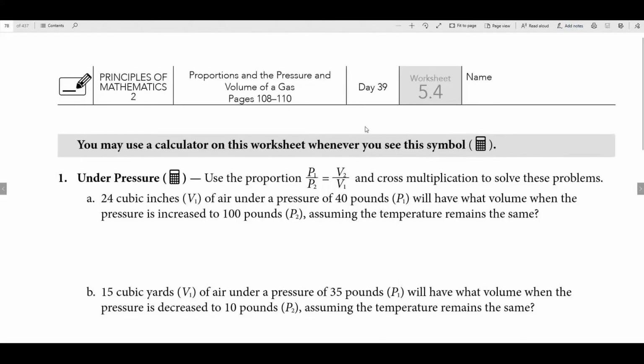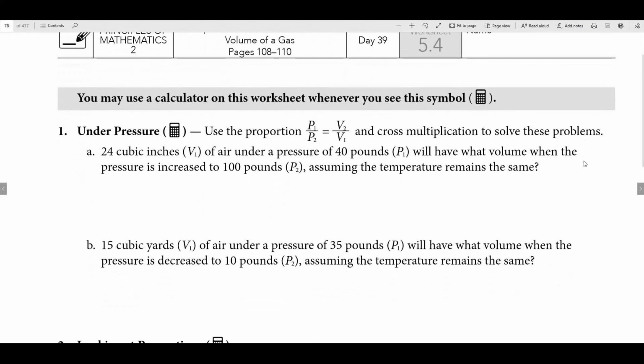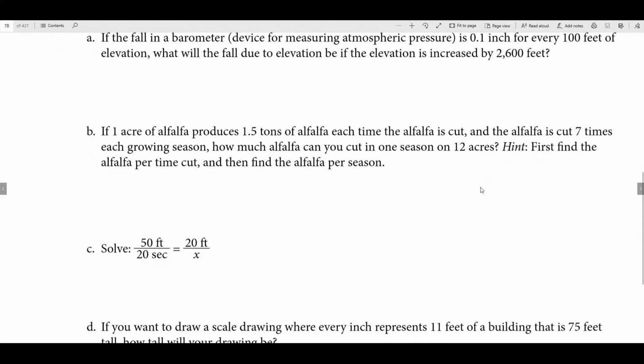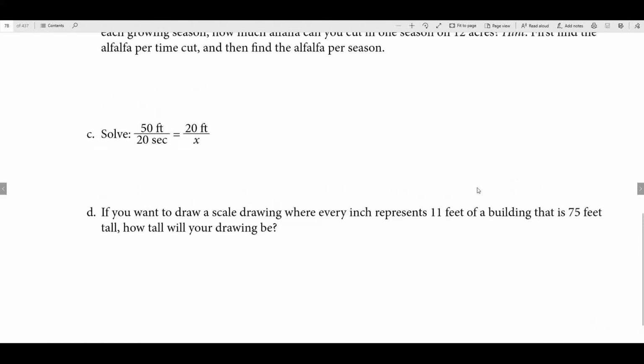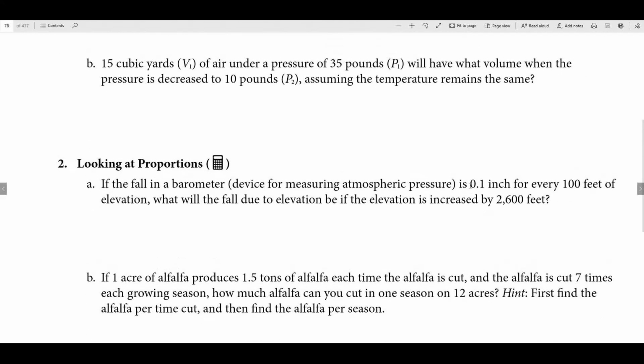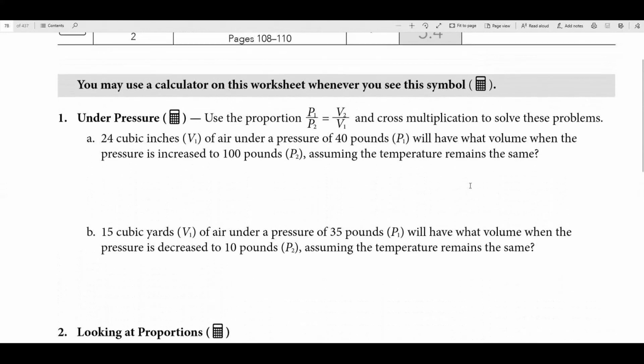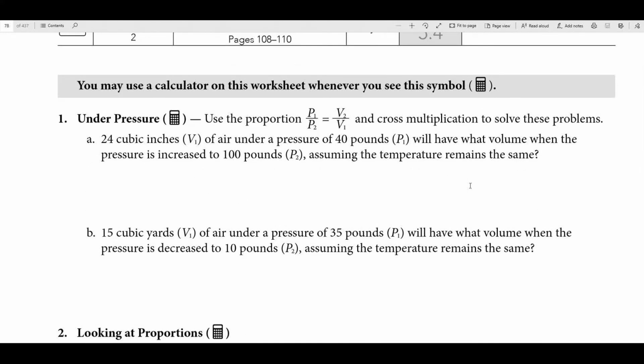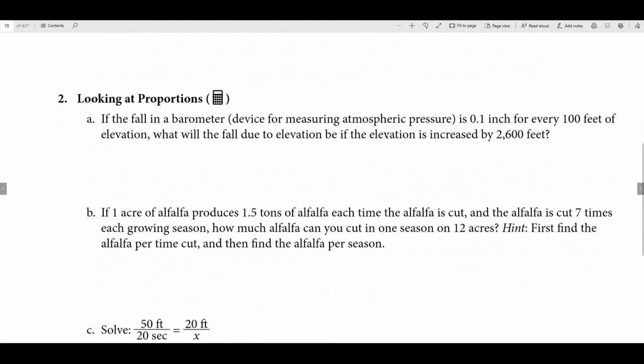So let's look at our worksheet. You're going to be able to use your calculator, I think, on most of these. On this worksheet, there's only 6 problems on the front, all going over with proportions. You know how to do the calculations. The only thing you need to know now is what goes where. In A and B, which is the volume and pressure, they tell you what is what. So you just plug in your numbers where they belong and do the equation. There's nothing else that needs to be done.